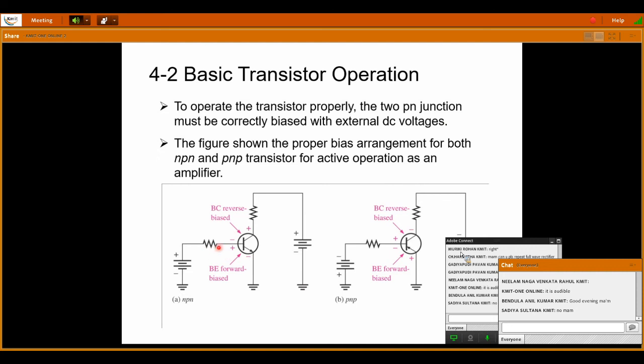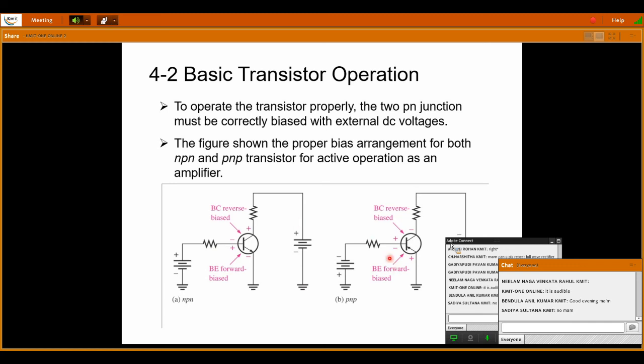Now, the base to emitter junction is your input junction, whereas the base to collector junction is your output junction. Here also, the base to emitter junction is the input, and the base to collector junction is the output. So in order to apply proper biasing, we have to forward bias your input junction and reverse bias your output junction.